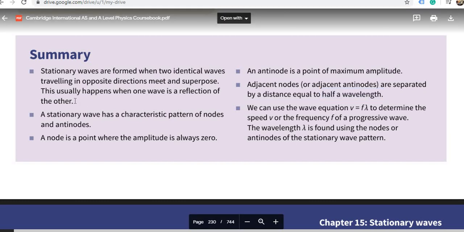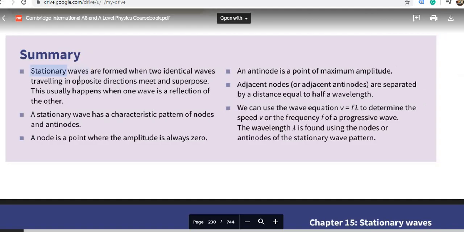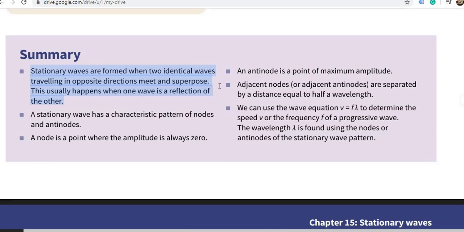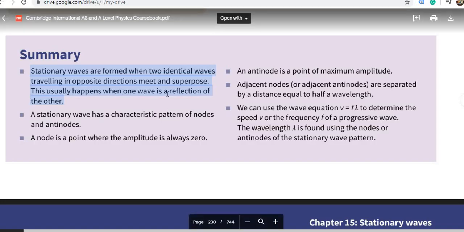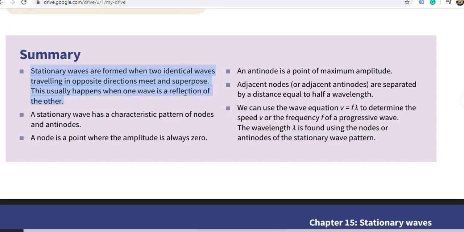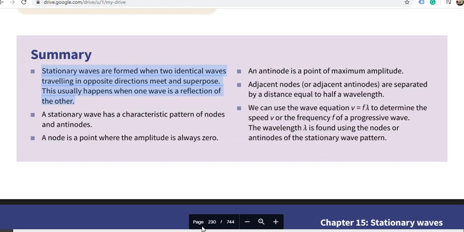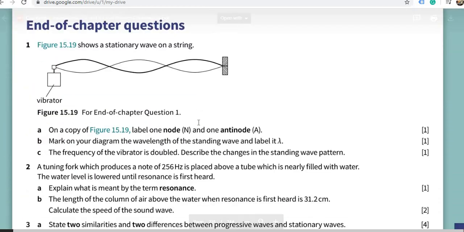Okay, then again this point is very important. Stationary waves are formed when two identical waves traveling in opposite directions meet and superpose. This usually happens when one wave is a reflection of the other. Okay, it doesn't need to be a reflection. Even if you have two waves of the same frequency, same wavelength traveling in opposite directions towards each other, once they meet, they will superpose to form the stationary wave. Okay, so that's the end of this chapter.